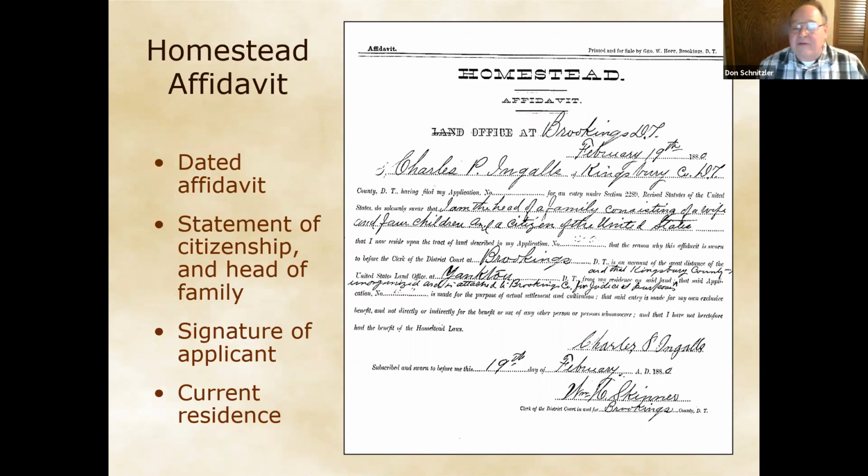And when you look at this affidavit, again, it says, I, Charles Ingalls, Kingsbury County, Dakota Territory, swear that I am the head of a family consisting of my wife and 4 children and a citizen of the United States of America. Again, it goes back to those provisions that this land was made available to people who were the head of a household, 21 years of age, and a citizen of the United States. So you get that kind of information on the affidavit. And again, you look down at the bottom, you can see that it's got a signature by the entryman, Charles Ingalls here.